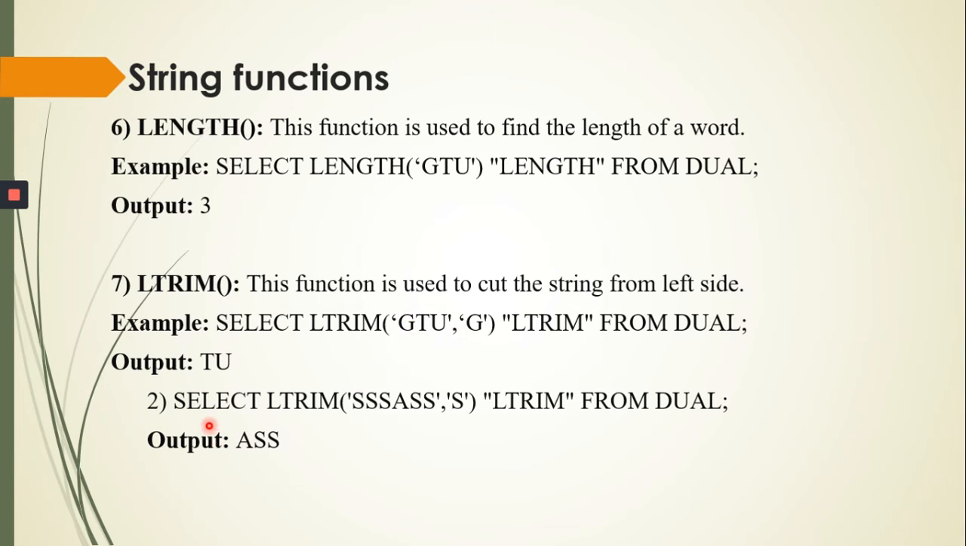Now another example is SSSA double S. I am providing the character S over here. So from the left side it will cut all the S. Here we have 3 S's, so it got all 3 S's and the output will be ASS. This is the functionality of the LTRIM function.